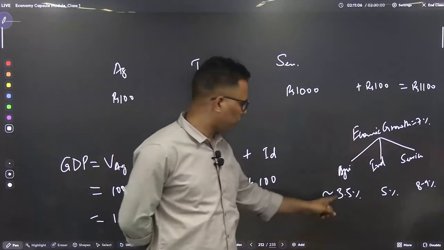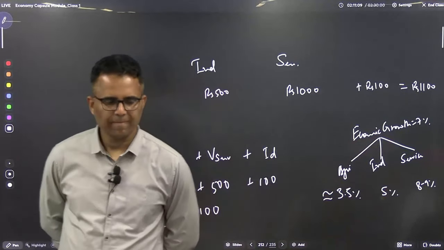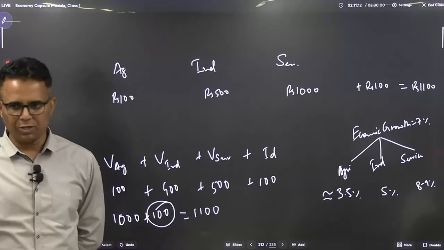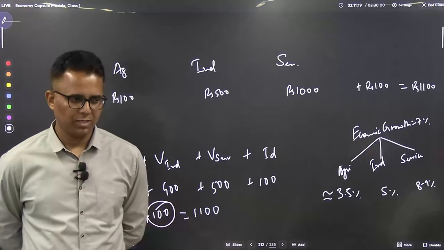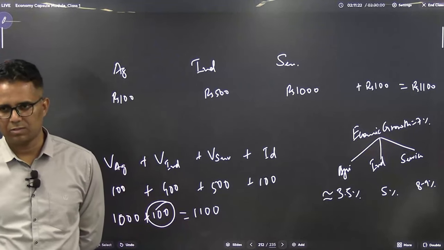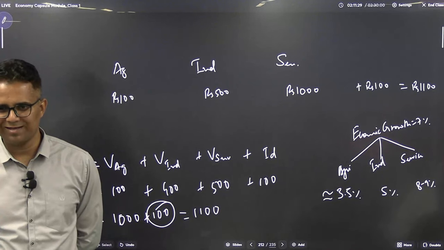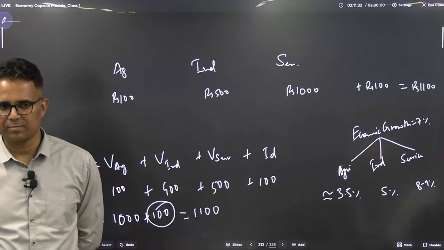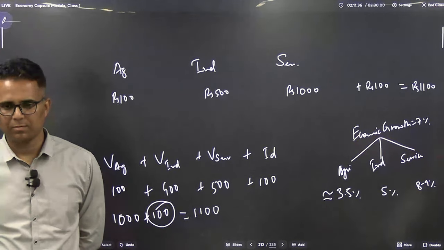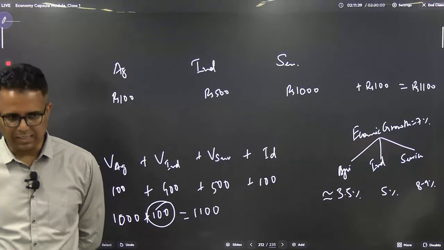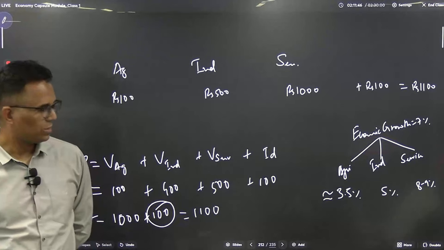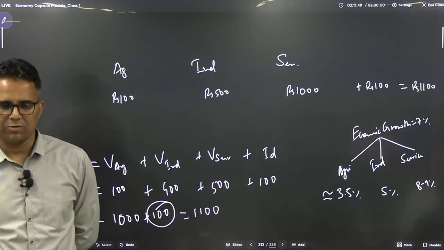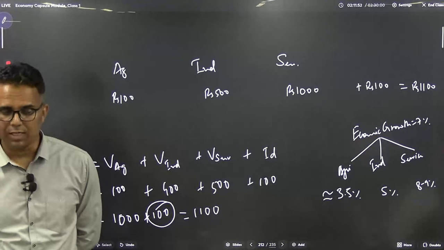If you have to calculate economic growth, you know these things. How will you calculate? I tell you a statement, you have to tell whether it is true or false. Economic growth is the average of agriculture, industrial and services sector growth. How many of you think it's true and how many think it's false? Our agricultural production is increasing by 3.5%, industrial production is increasing by 5%, and services production is increasing by 8 to 9%. 7% came through weighted average.